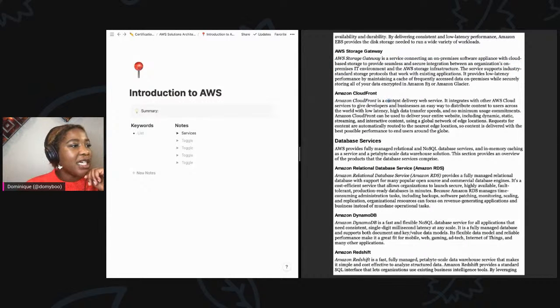So CloudFront is a content delivery web service that integrates with other AWS cloud services and distributes content to users across the world with low latency and high data transfer speeds.